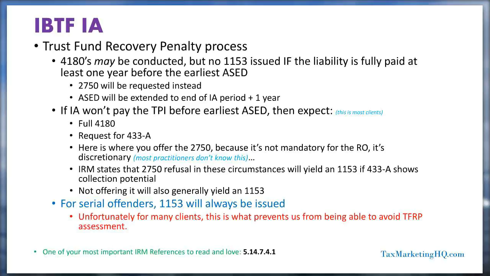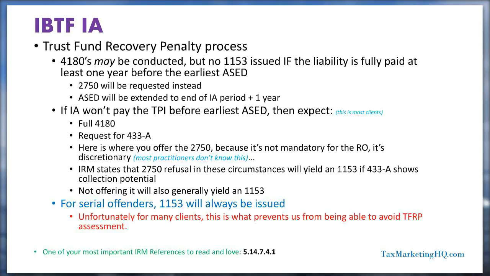But then in most circumstances, the following process will be incurred, which is also the second option and the same process that's going to follow on if the tax, penalties and interest are not fully paid by the installment agreement on the business side before that earliest ACED period, okay? And you notice my little note, this is where most of our clients are actually going to fall, okay? In this case, there's going to be a full trust fund recovery penalty investigation. There's going to be a 433A requested.